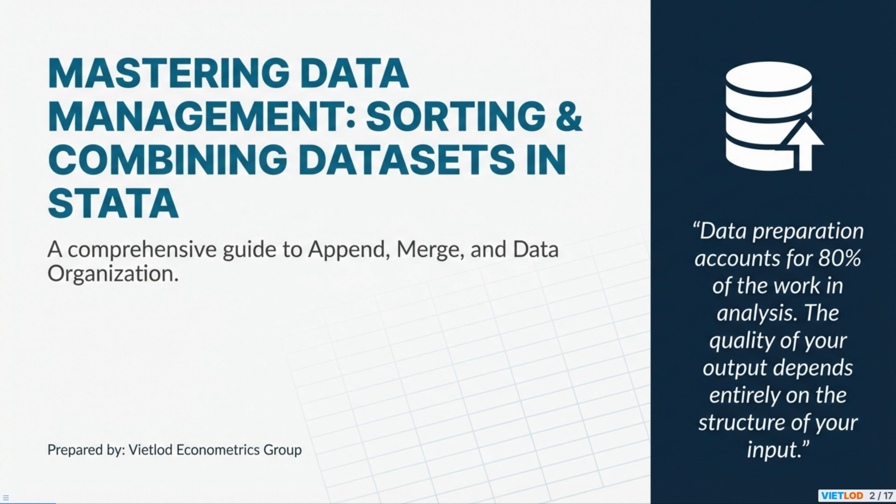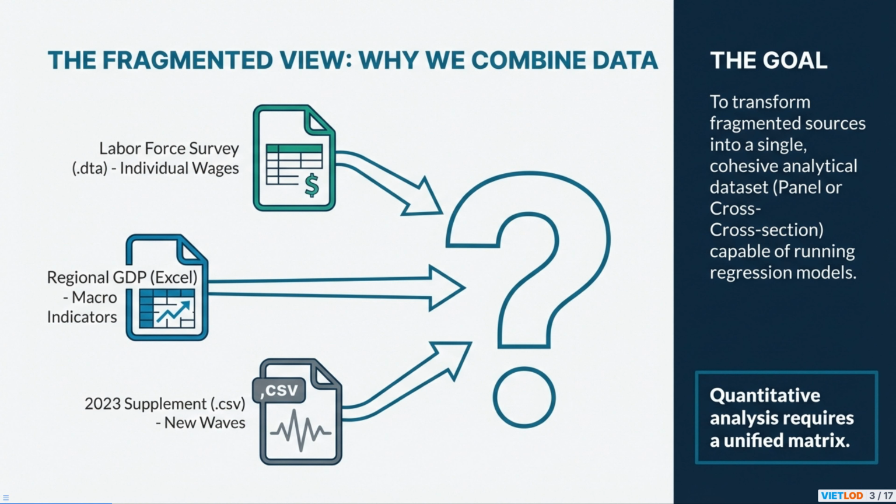So, why is combining data so important in the first place? Let's look at the common problem of fragmented data sources. In research, data often comes from multiple, fragmented sources. For example, you might have individual wage data from a labor force survey, macroeconomic indicators like regional GDP in an Excel file, and supplementary survey waves in a CSV file. Each file provides only a piece of the puzzle. To perform comprehensive analysis, like running a regression of wages on GDP, we need to bring this information together.